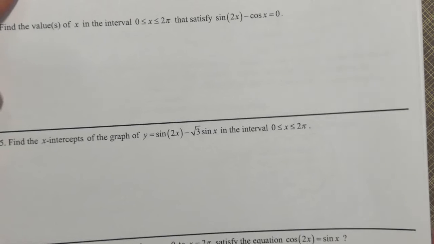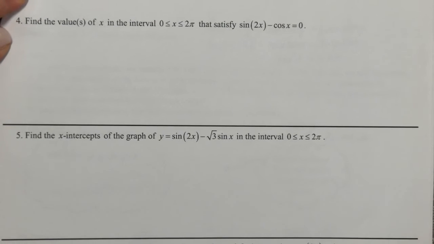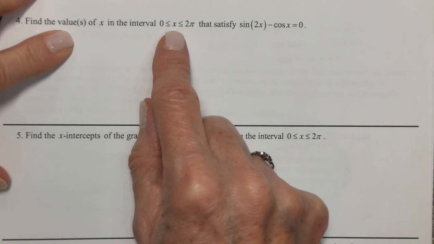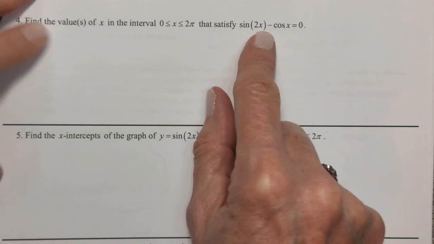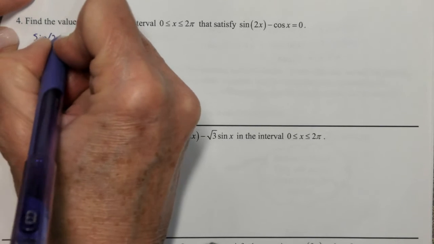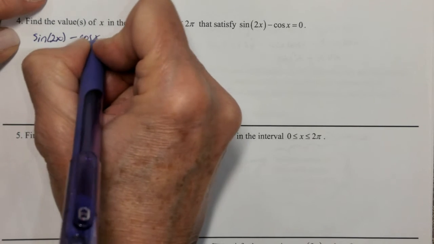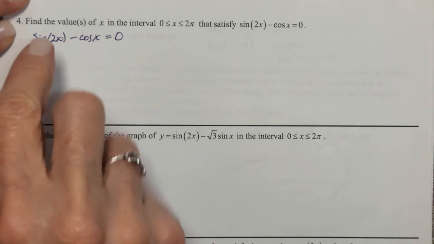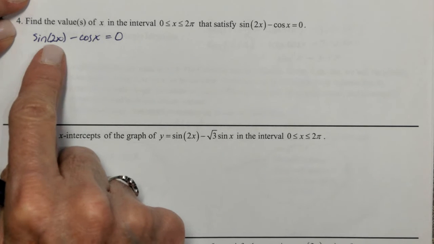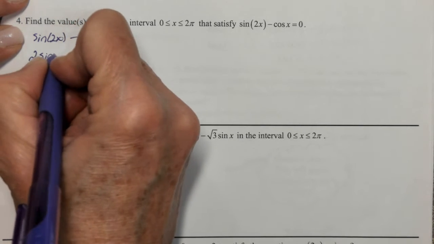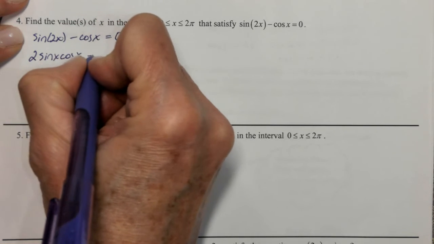Okay. Let's find the value or values of x in the interval from 0 to 2 pi that satisfy this equation. So we have sine of 2x minus cosine x is 0. Okay? Well, what can we change sine of 2x to? We can change sine of 2x to 2 sine x cosine x.